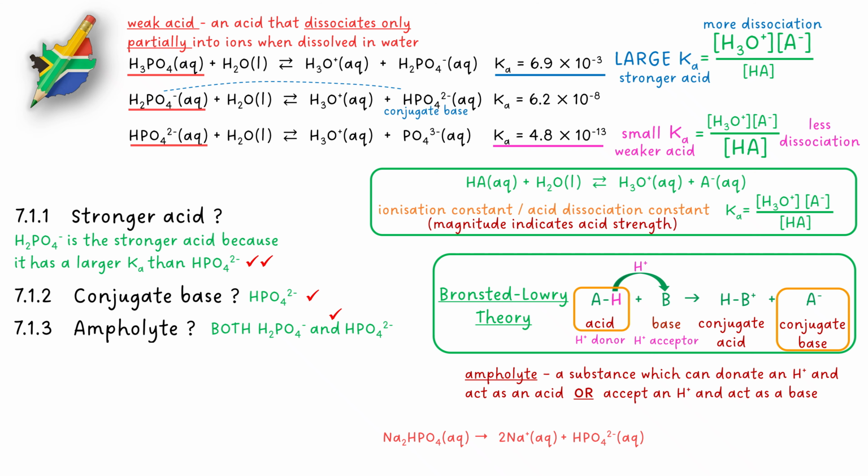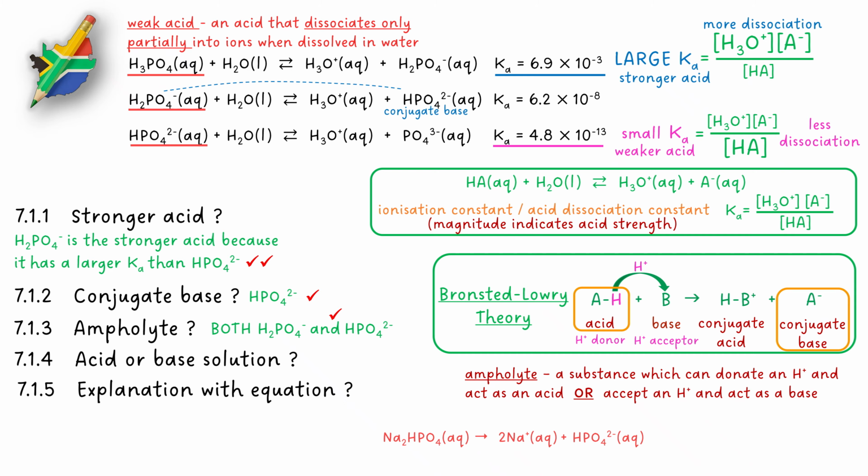Next, we are told that sodium hydrogen phosphate is added to water and it dissolves. This would be the chemical reaction occurring. Sodium ions and HPO4-2- ions would form. And we are asked if the solution which results is acidic or basic, and we must explain with an equation. Now we have already seen that HPO4-2- is an ampholyte and it can act as an acid or a base.